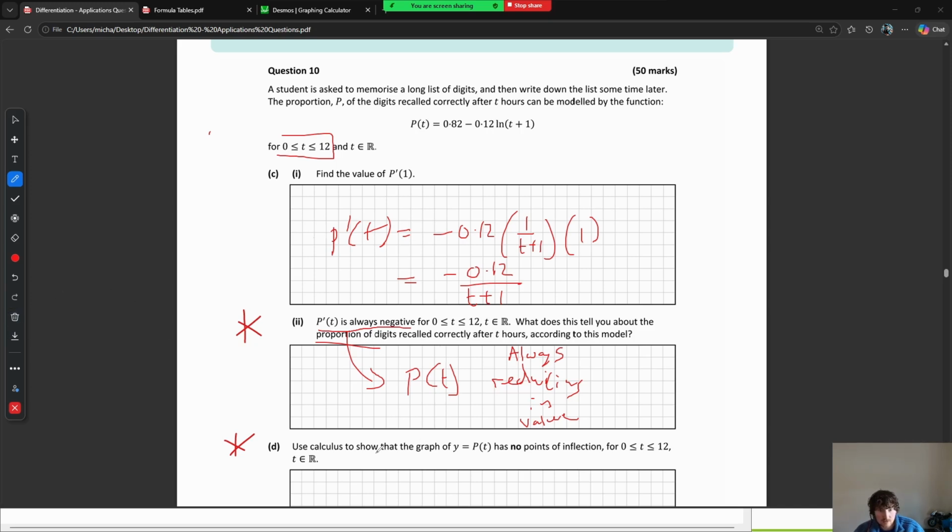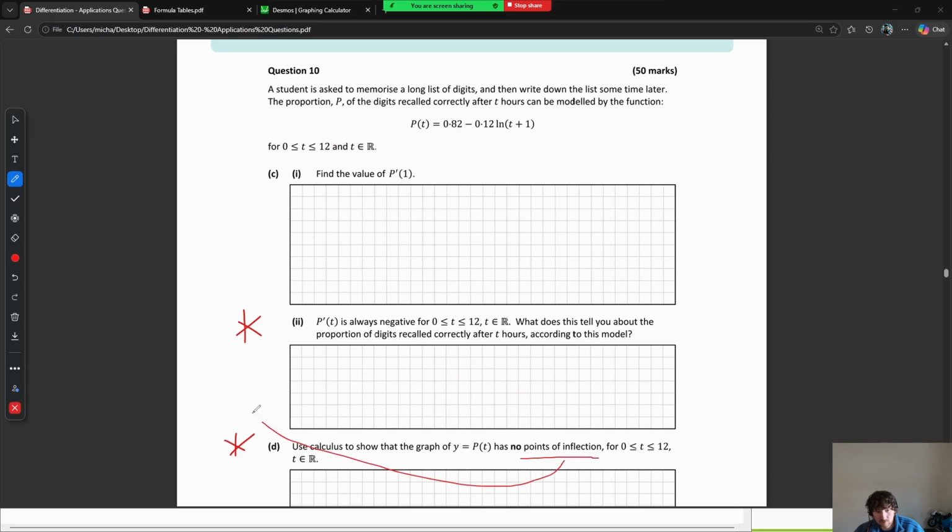Great. Use calculus to show that the graph has no points of inflection. We should know that the way you find a point of inflection is you get your second derivative, which would be p dash dash t here, and set it equal to 0. This is how you find points of inflection. Now we remember from a second ago that p dash t was equal to minus 0.12 over t plus 1. So we just have to take a derivative of this.